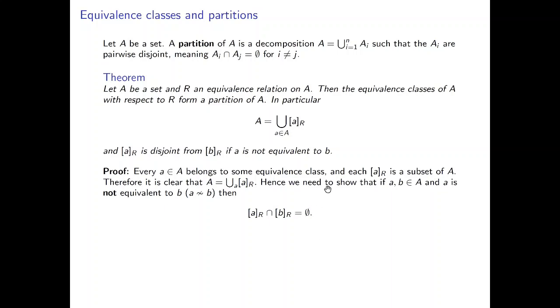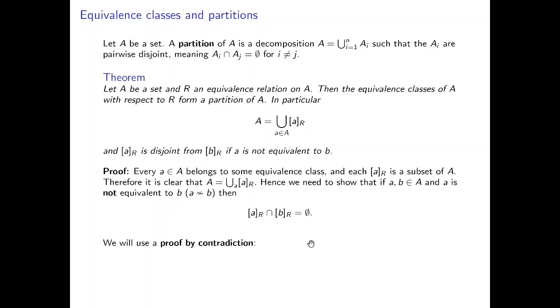And so the main thing that we have to show is that if I have two elements of A which are not equivalent, and this will be the notation we usually use for A and B being not equivalent, the equivalence symbol with the dash through it, then their equivalence classes are disjoint. Meaning if I look at the intersection of these two classes, then it is empty.